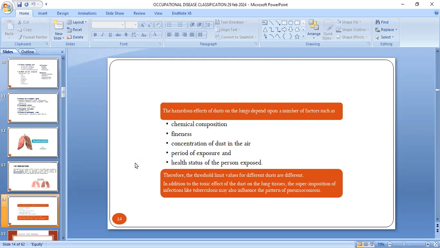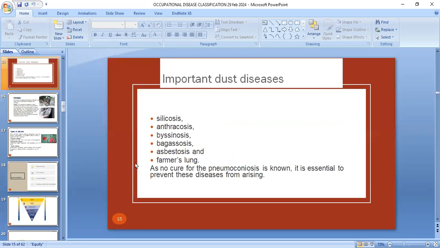In addition to the toxic effect of the dust on the lung tissues, the superimposition of infections like tuberculosis may also influence the pattern of pneumoconiosis. Important dust diseases are silicosis, anthracosis, byssinosis, bagasosis, asbestosis, and farmer's lung, as we have already discussed.